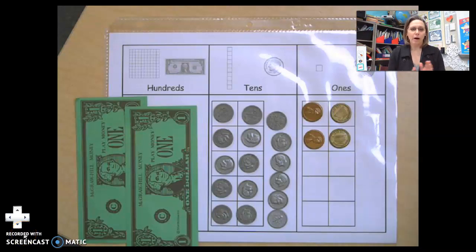All right, here we are. We are back with another setup of coins and dollar bills here. We're going to try to figure out how much money this is.